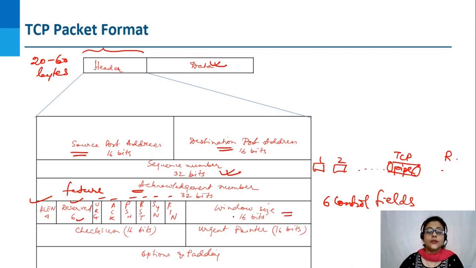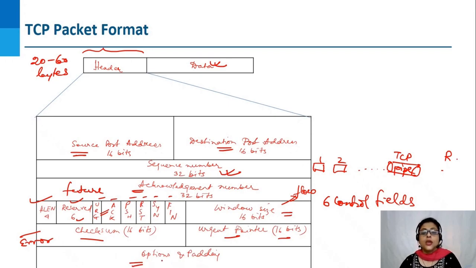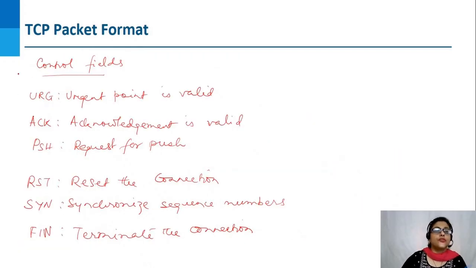Then we have the window size of 16 bits. This is used for flow control. Then we have the checksum of 16 bits. This is used for error checking. Then there is an urgent pointer of 16 bits. This is basically set when the urgent flag in the control field is set, and it means there is urgent data coming in the datagram. Now the last one is the options and the padding field, which basically indicates that it should be a multiple of 32. Let us understand the various control fields.